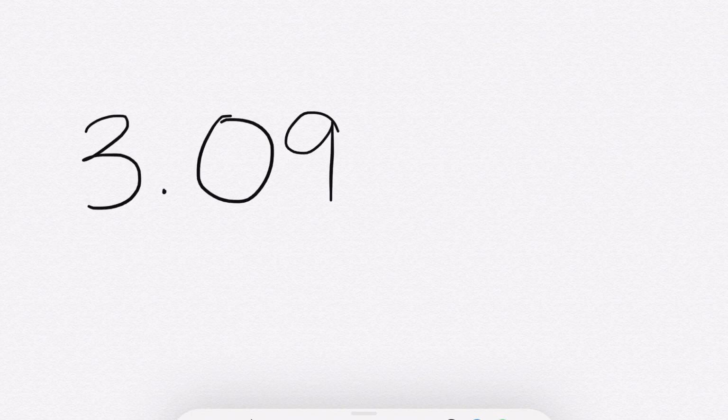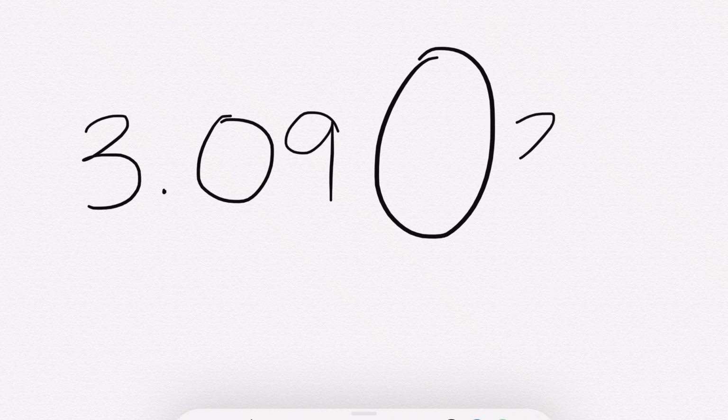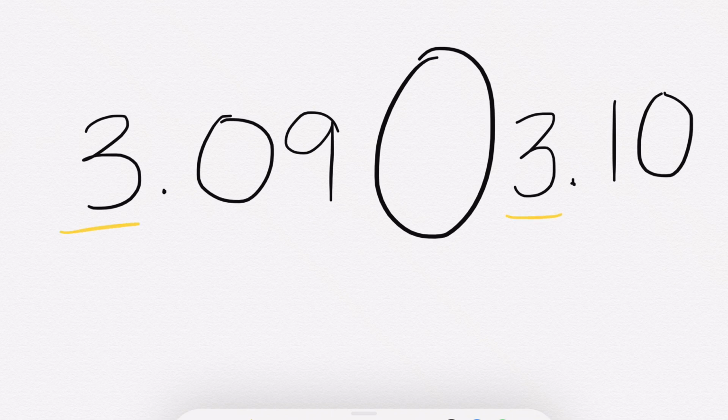And we'll do one more. Let's do 3.09 and compare it to 3.10. We'll do the same thing. We start with the 3 in our ones place. They're both the same, so we move one place value over to the right. I have 0/10 and 1/10. 1 is bigger than 0, so this is my answer.